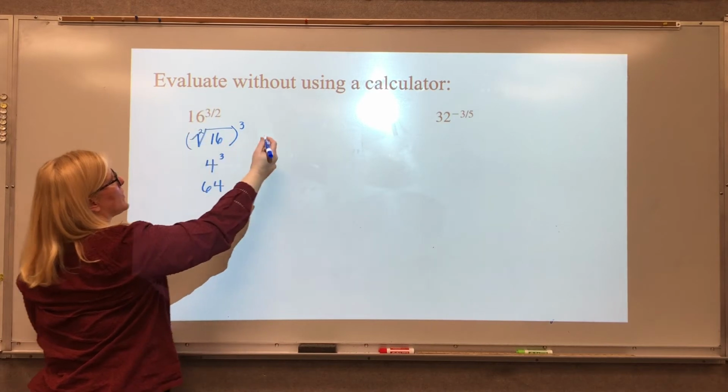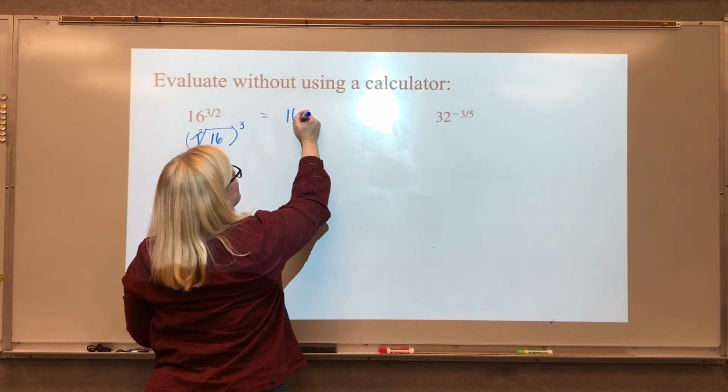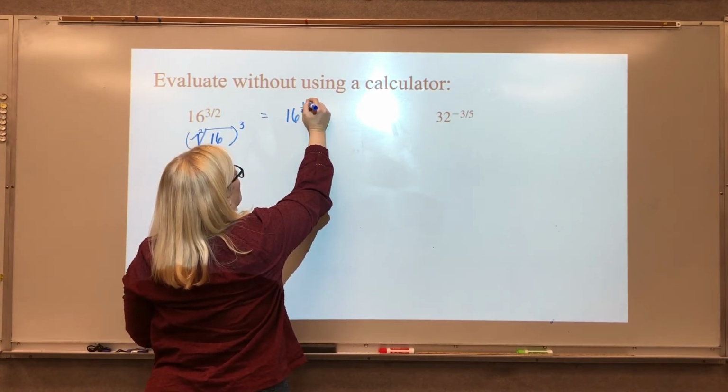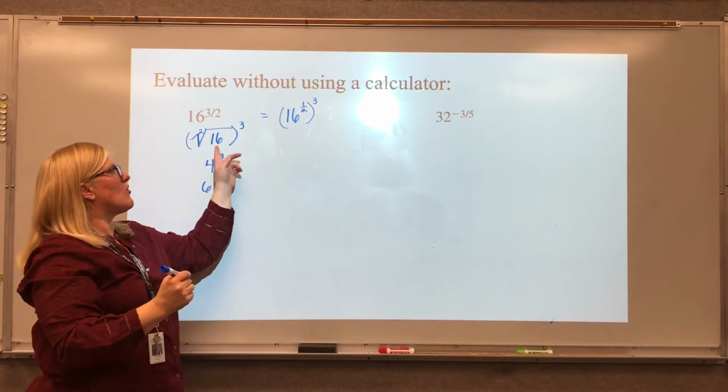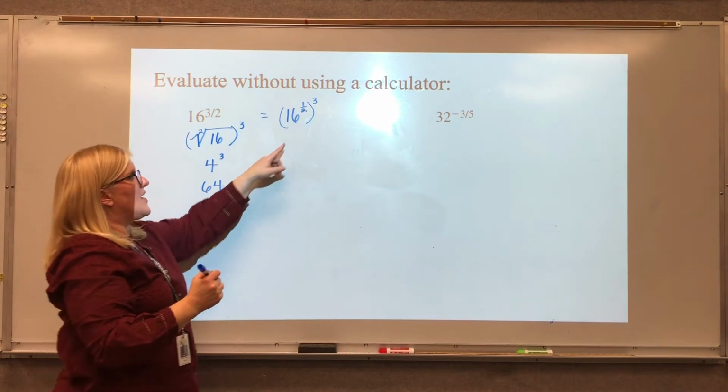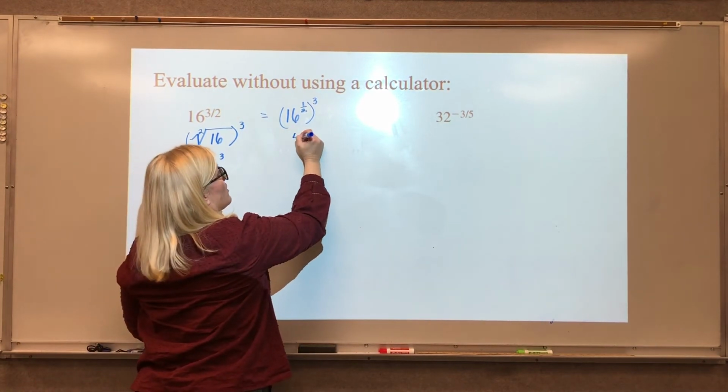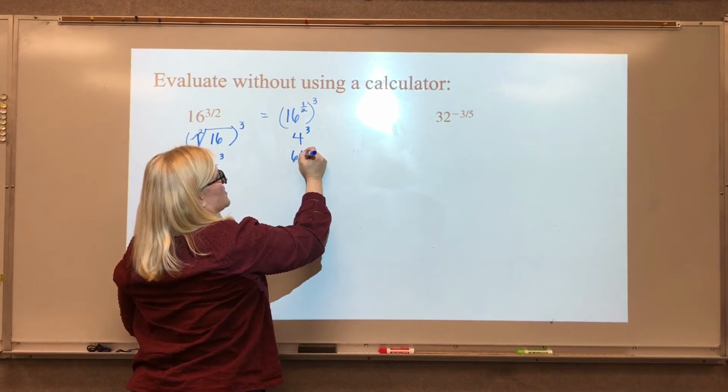You could also rewrite it like this. You could do 16 to the 1/2 power, and then cubed. I actually prefer this over the radical signs. But, so this gives you 4 to the 3rd, which is 64.